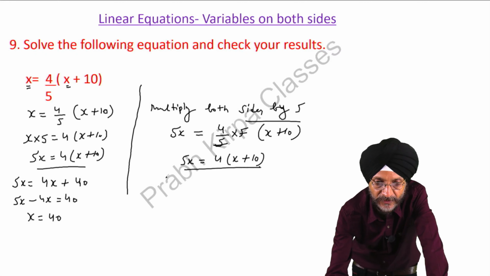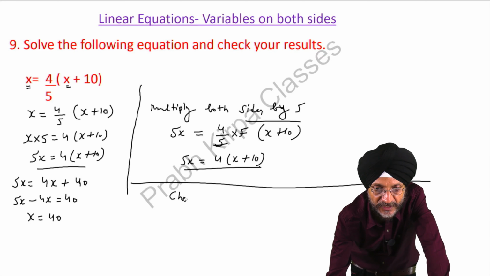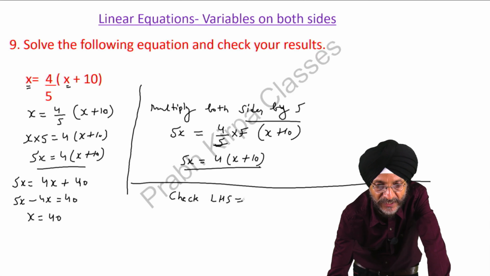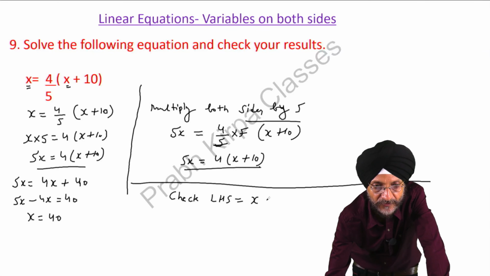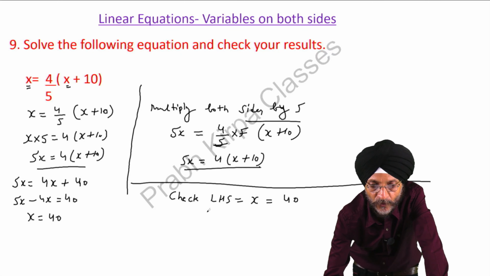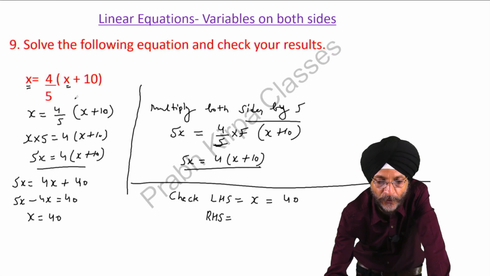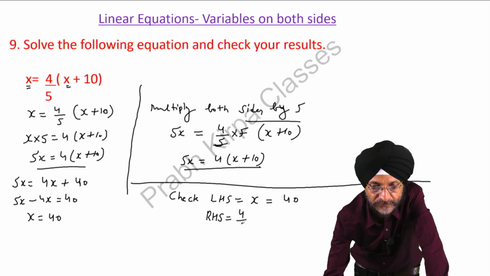Now we have to check. What is checking? We will see. Check left hand side. What is the left hand side expression? It is x. What is the value of x? We have calculated, it is 40. Now we will fill in the value of x on the right hand side expression. What is the right hand side expression? It is 4/5 into x plus 10.